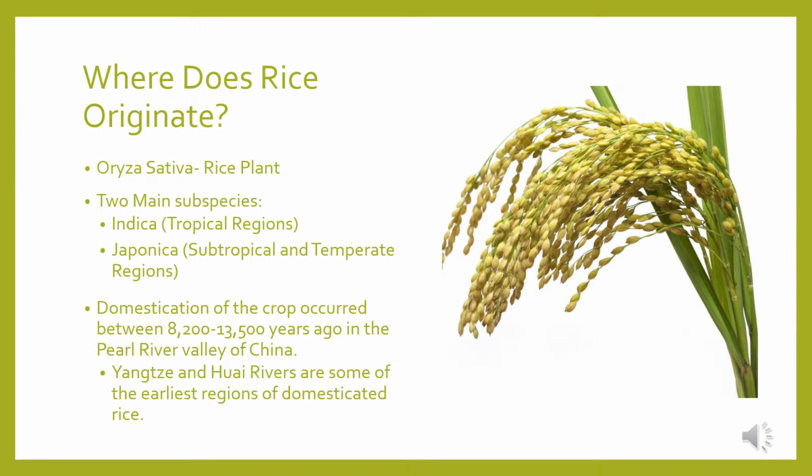The Oryza sativa, better known as the rice plant, has two main subspecies. It has the indica, which is grown in tropical regions, and the japonica, which is grown in subtropical and temperate regions. It was domesticated between 8,000 to 13,000 years ago in the Pearl River Valley of China. The Yangtze and the Huai rivers are some of the earliest regions of domesticated rice.